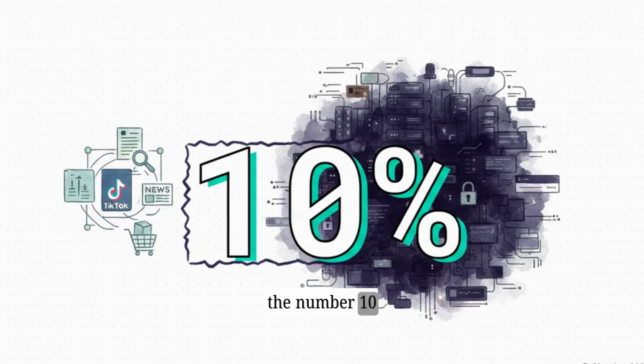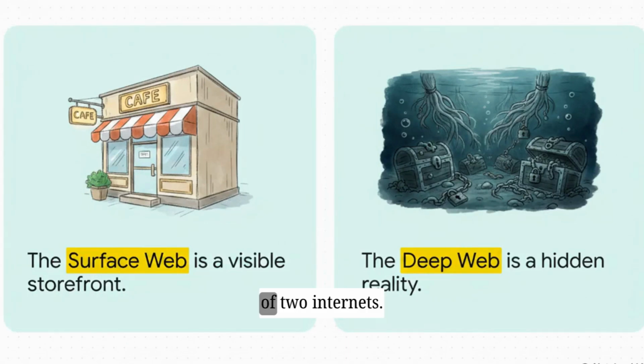You've probably heard the number 10% thrown around when people talk about the surface web, but the reality is even more shocking. Every single visible page crawled by standard search engines actually represents less than 5% of what exists online. That means over 95% of the internet is completely invisible to you right now, locked behind credentials, codes, or deep shadows. It's literally a tale of two internets.